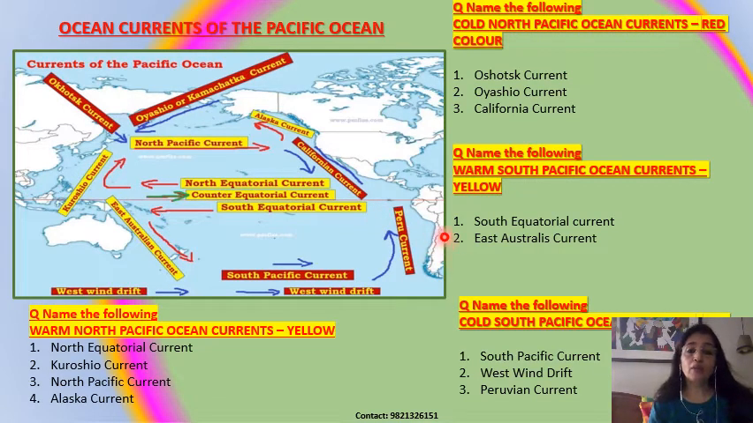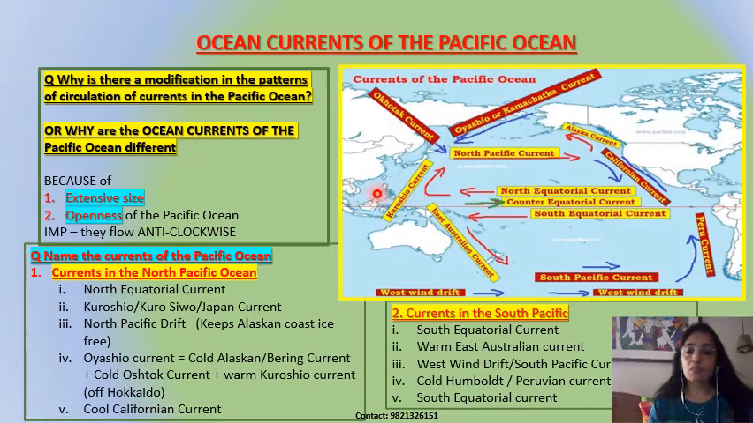Peru, because in South America there's Peru here, so the Peruvian current. All right. So now we come to the questions on the ocean currents of the Pacific Ocean. Now, why is there a modification in the patterns of circulation of currents in the Pacific Ocean? Or why are the ocean currents in the Pacific area different?